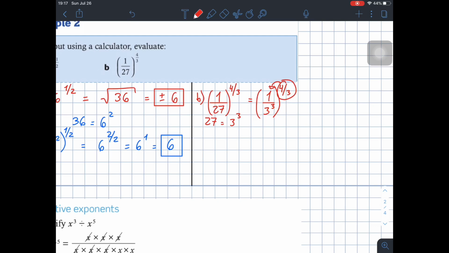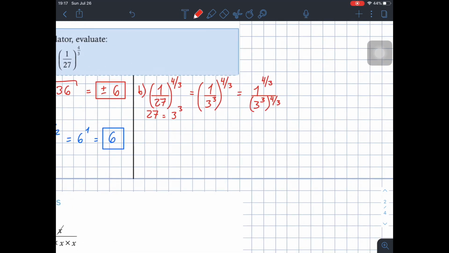The exponent distributes among the numerator and the denominator. So this is the same as saying 1 to the power of 4/3 divided by 3 to the cube power, which is again multiplied by 4/3, right? So 1 to the power of any number is always equal to 1, okay? So this is always 1, independent of the value of the exponent.